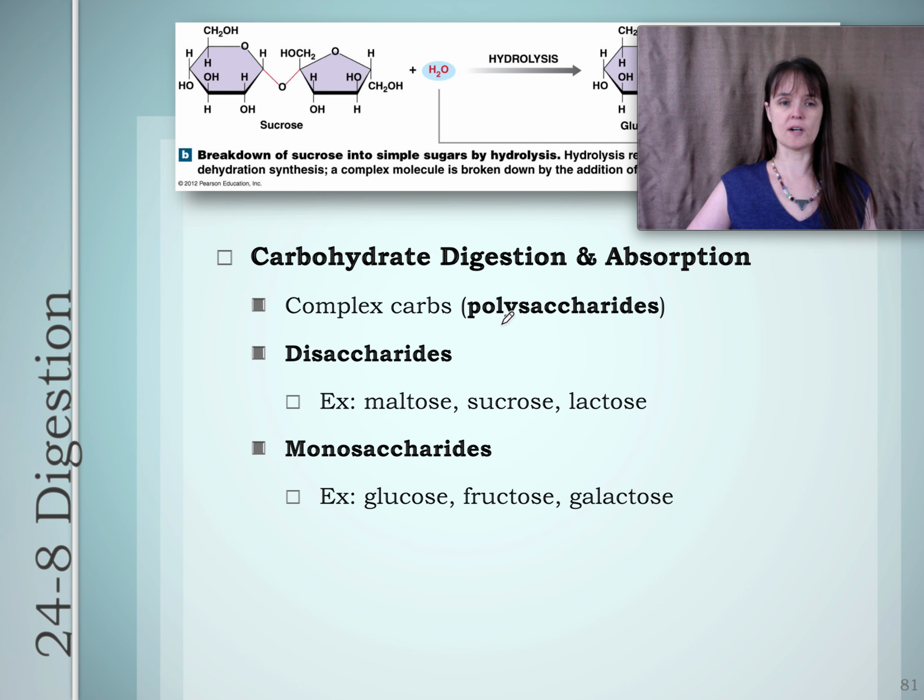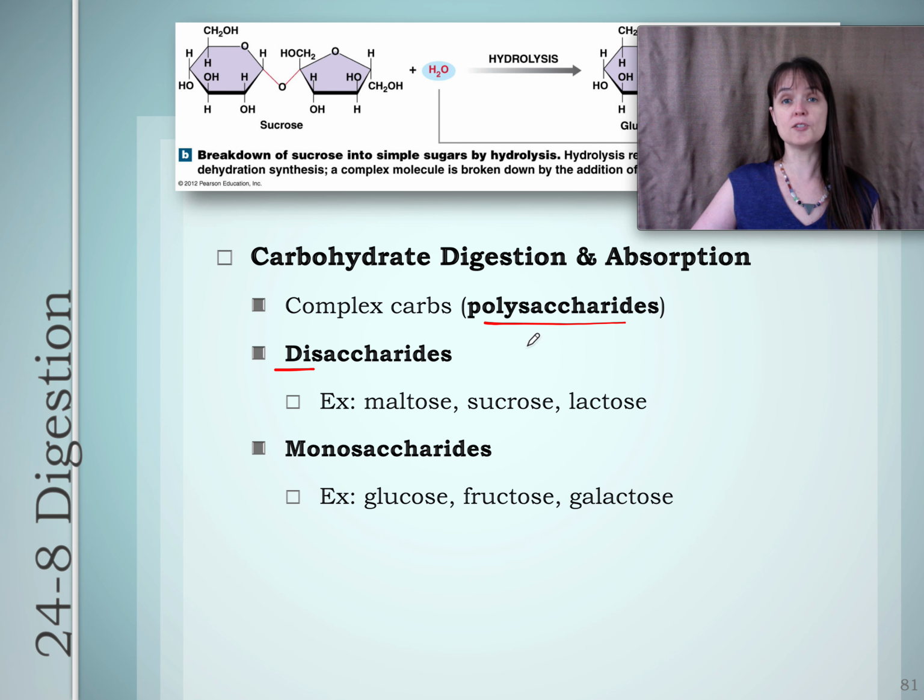Complex carbs are polysaccharides. These are your starches and sugars. Glycogen and cellulose are your basic examples. Glycogen is the sugar storage molecule in animals. We store, as humans, glycogen in the liver and skeletal muscle cells. And plants use cellulose, which we can't actually break down. So it's good fiber.